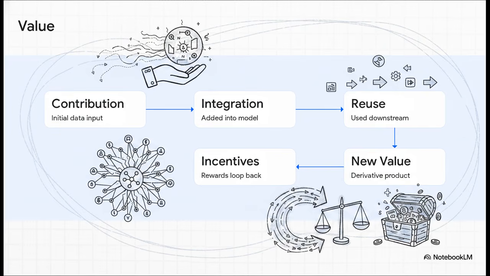Step 1, you make a contribution. Step 2, it gets integrated into a model. Step 3, it sees downstream reuse. Step 4, that reuse creates derivative value in an actual product. And Step 5, because of provable ancestry, that value loops right back into incentive distribution for you. Your effort structurally accumulates value over time.